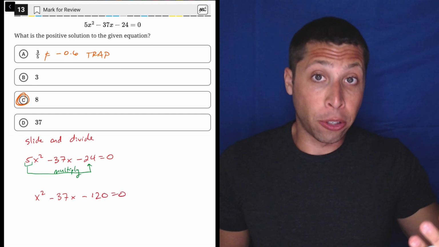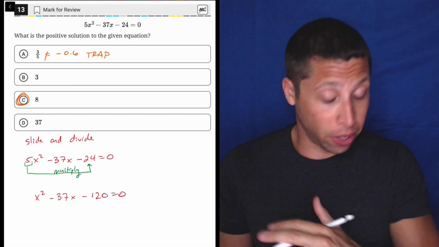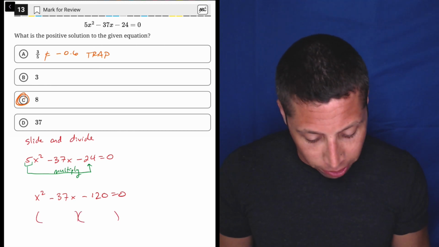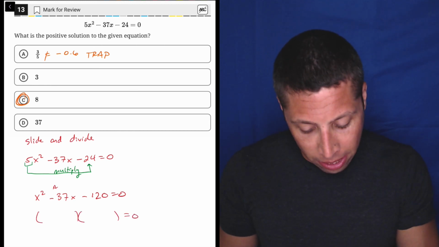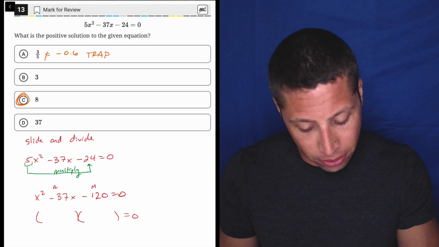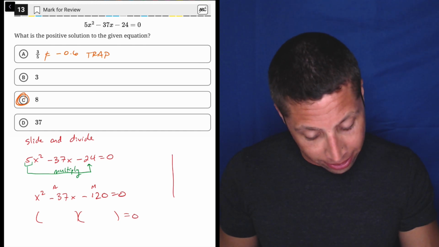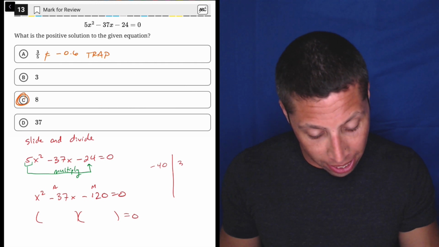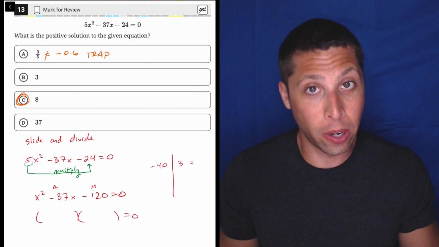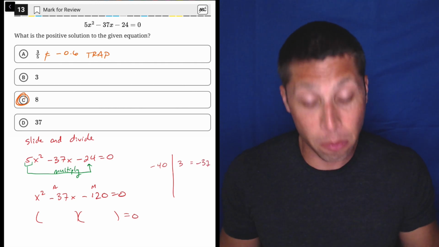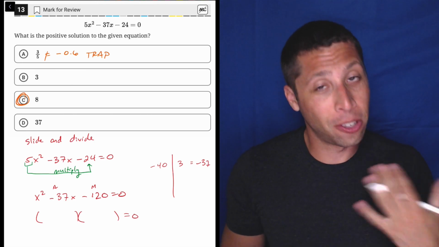So now we're in better territory, right? Because it's just an x squared, there's nothing in front of it. So we're hoping that we can factor this. And remember, we need numbers that add to negative 37 and multiply to negative 120. I think if I did negative 40 and 3, negative 40 plus 3 is negative 37. So you might need to try a bunch of things. This is why this is tedious.